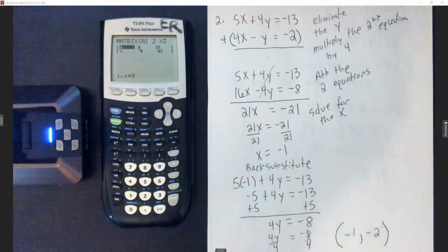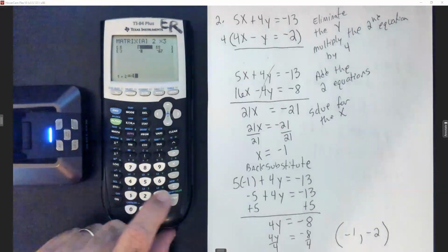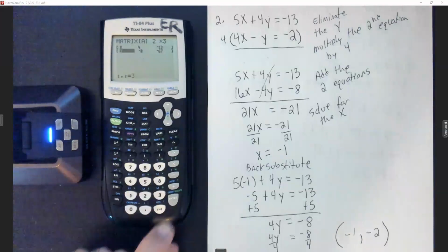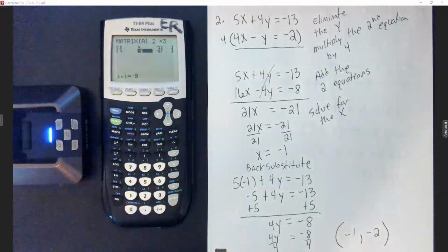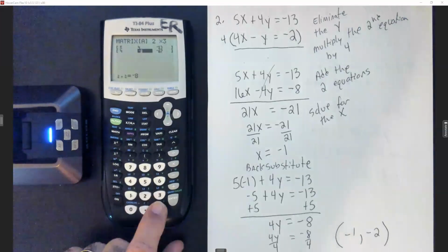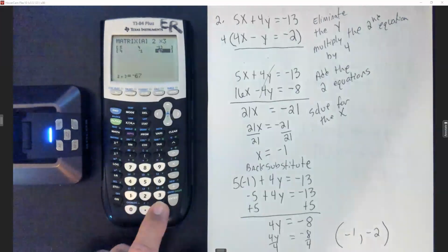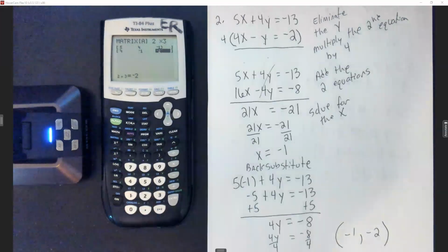So I'm going to put in my 5, enter, 4, enter, negative 13, enter. My next equation was a 4, enter. There's not a number in front of the y, so that's going to be a negative 1, enter, and then a negative 2, enter. The only time you'll have a 0 on here is if that variable is totally gone, okay? All right, so remember what I said?